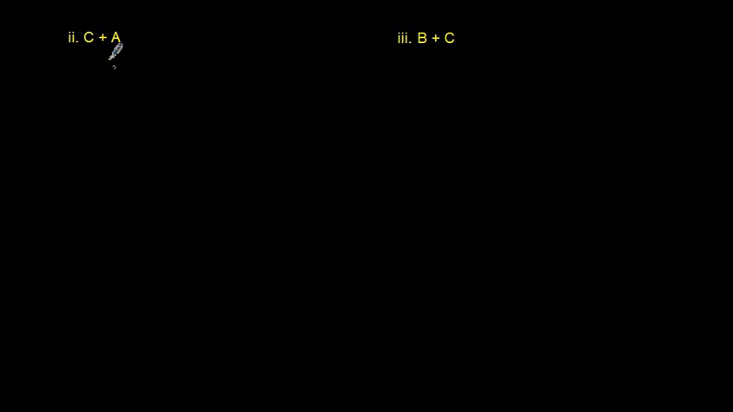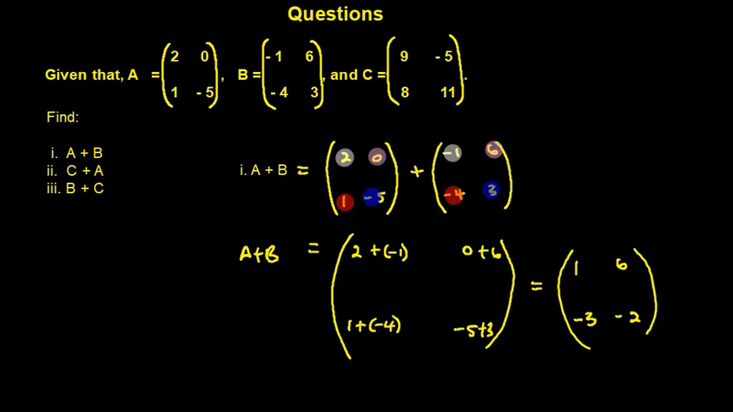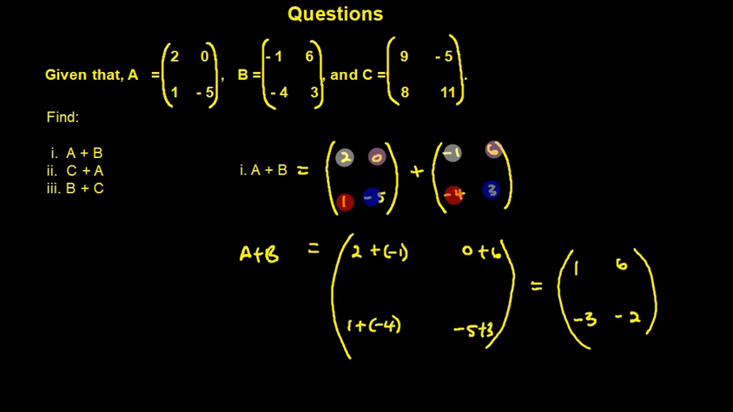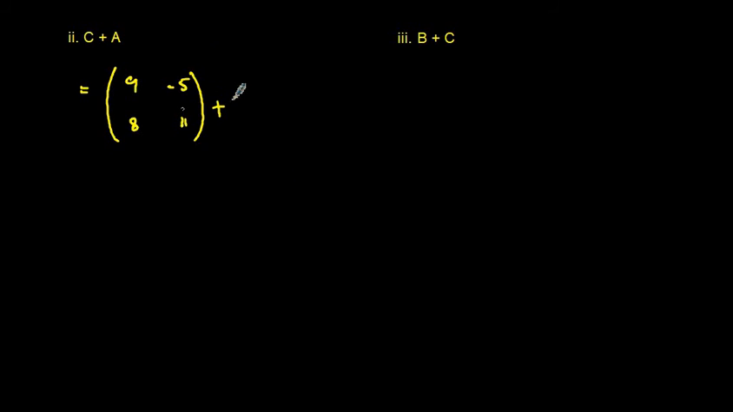Alright, moving on to C plus A. This would be equal to, let us go back and see what C was. C, 9 minus 5, 8, 11. Sorry, 9 minus 5, 8, 11. So 9 minus 5, 8, 11 plus A, 2, 0, 1 minus 5.